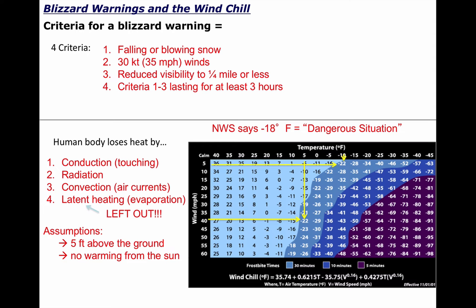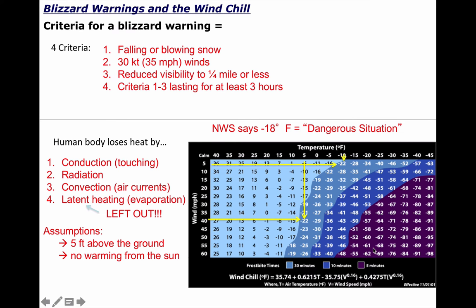So this is an apparent temperature. It tells you how quickly your skin cools. And the National Weather Service says anything less than minus 18 degrees Fahrenheit is, quote, a dangerous situation. Why? Well, look at the color coding. This color represents skin freezing in 30 minutes. This color represents skin freezing in 10 minutes. And this color represents skin freezing in 5 minutes.